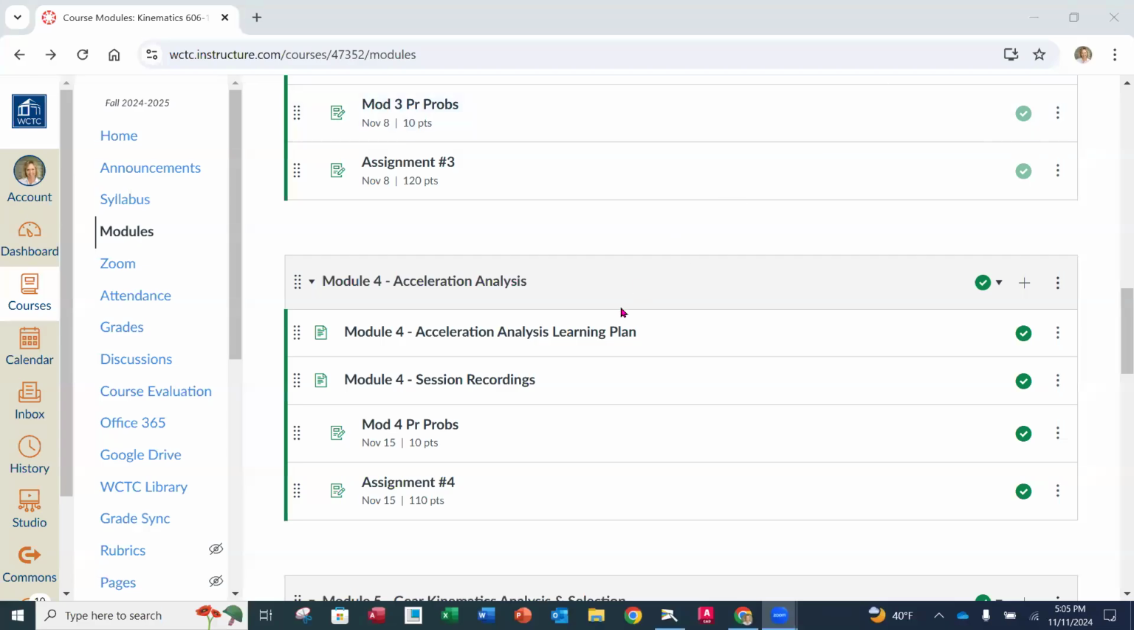Okay. So module four, as you can see here, is going to be acceleration analysis. And this is going to be chapter 7 in our book.